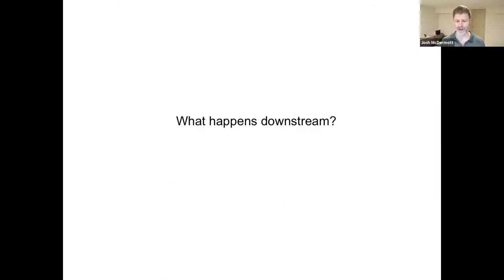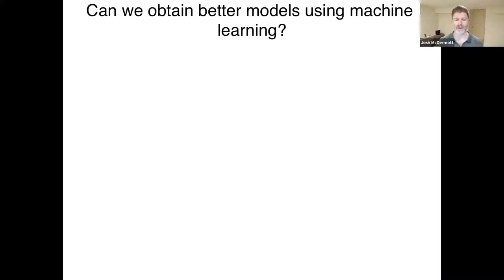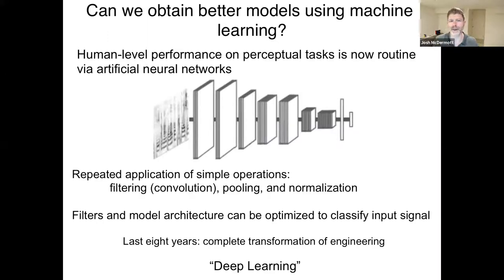And over the past 5 years, we have been pretty intensively engaged in asking whether we can obtain better models of the downstream auditory system using machine learning. And this effort has been energized and enabled recently by the fact that it's now become pretty routine to attain human level performance on perceptual tasks using artificial neural networks. So these are models, the basic ingredients of which have been around for a very long time, since the 80s or even earlier, but due to developments in the speed of computers and ability of memory and disk space, as well as some tricks that have come about, these kind of models have started working really, really well over the past 8 or 9 years.